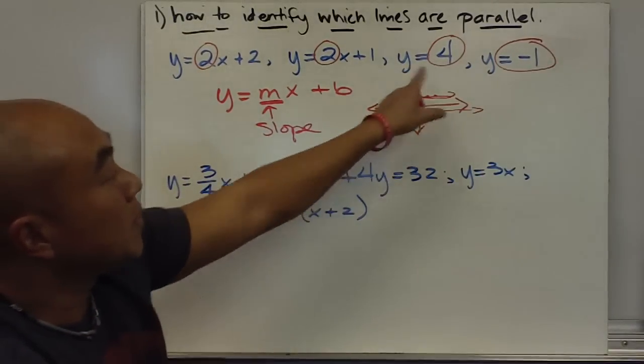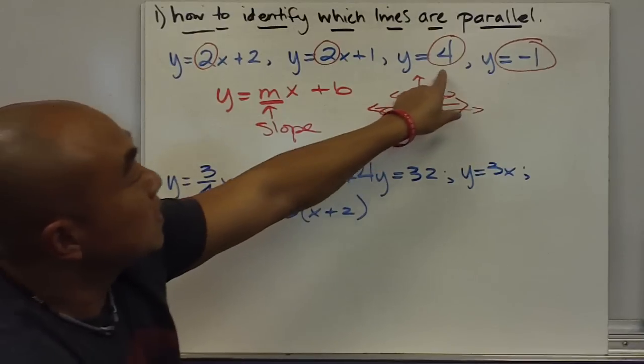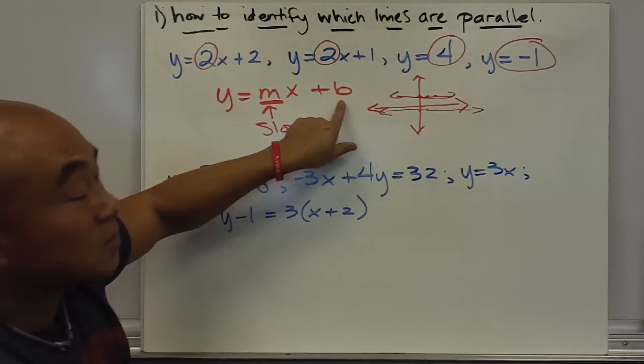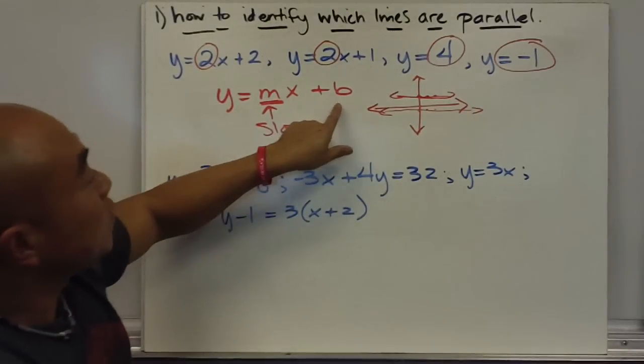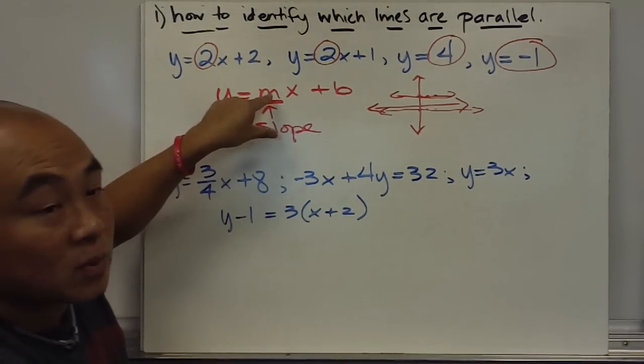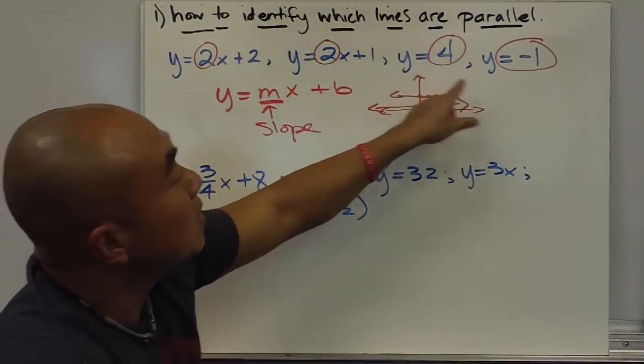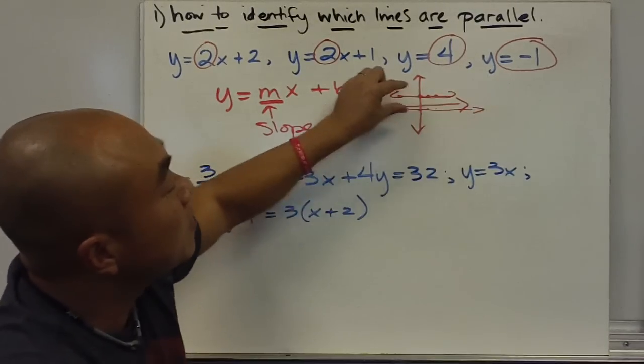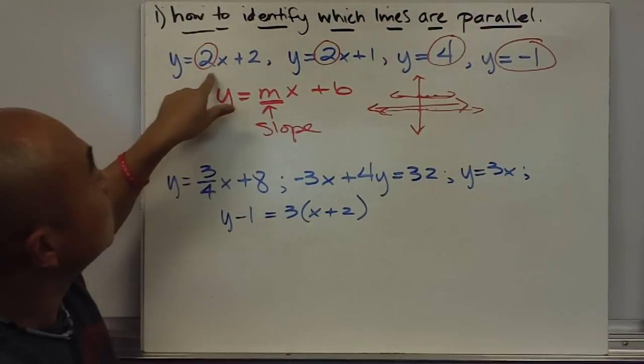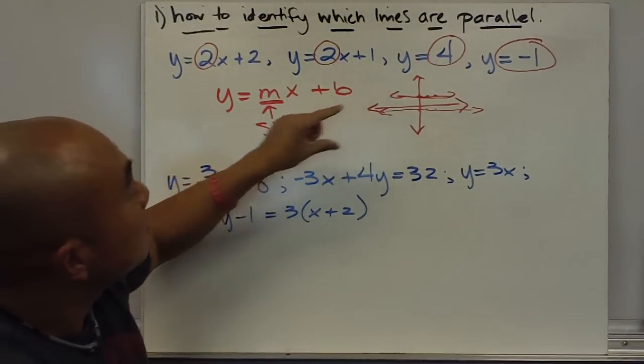Now you're wondering, well, what about the slope here? Well, this is actually just your b. So that's your 4, that's your -1. Your slope is 0. So if you look at it, no slope, which means they're always going to be parallel. So y is equal to 4 and y is equal to -1, those are parallel. And then 2x plus 2 and 2x plus 1, those are going to be parallel.